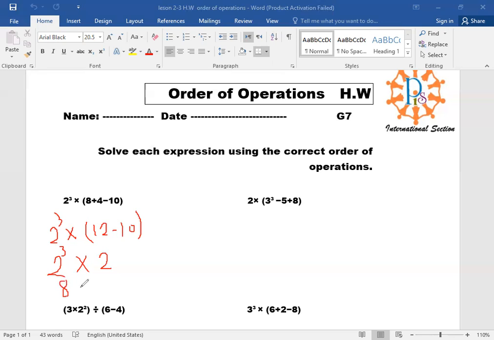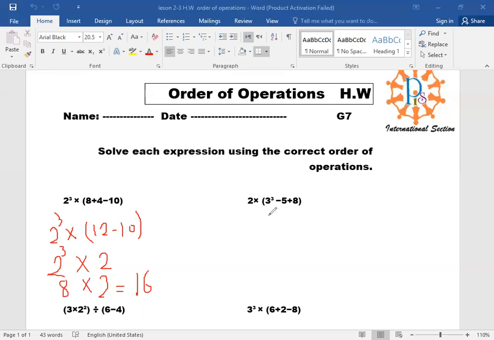So we have 8 multiplied by 2. The answer will be 16. Yes, thank you so much. The answer will be equal to 16. Right? One more example with you, Hassan. About question number 2.